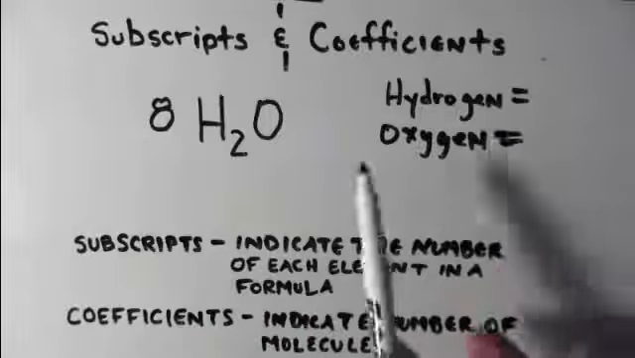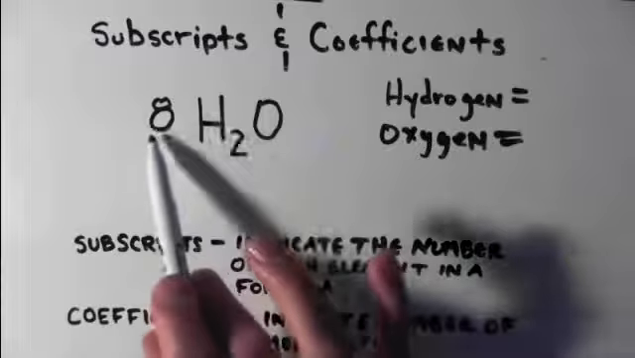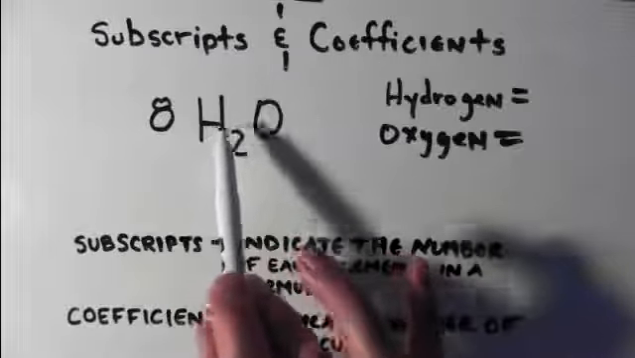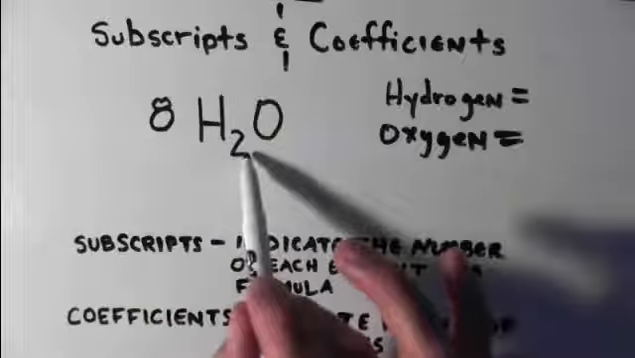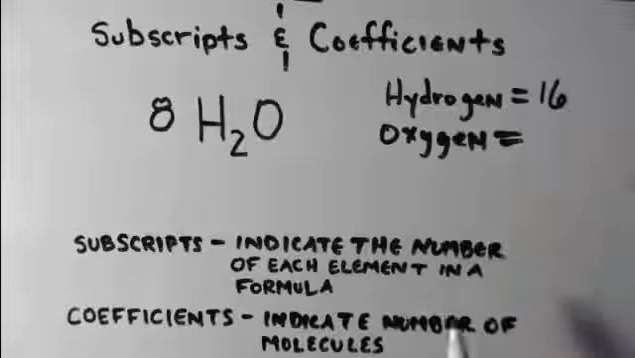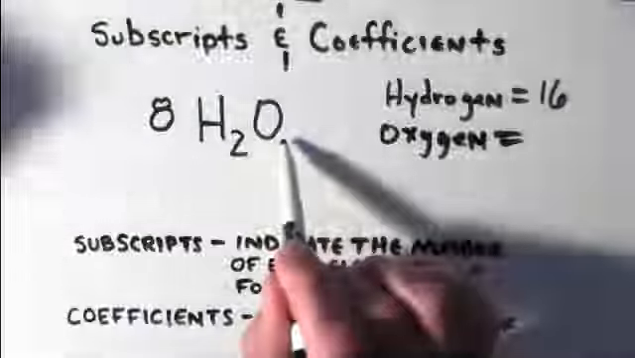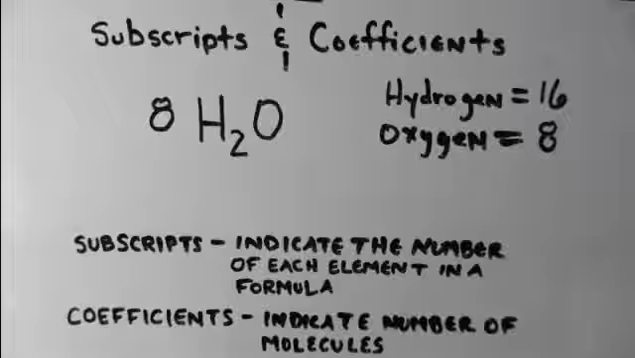So how do we count the number of hydrogens? We look at the subscript. It's 2. This 8 multiplies every element by 8. So there's 2 hydrogens. 2 hydrogens times 8, we have a total of 16 hydrogen atoms now. The subscript for oxygen not being there, so it's 1. 1 times 8, we have a total of 8 oxygen atoms present.